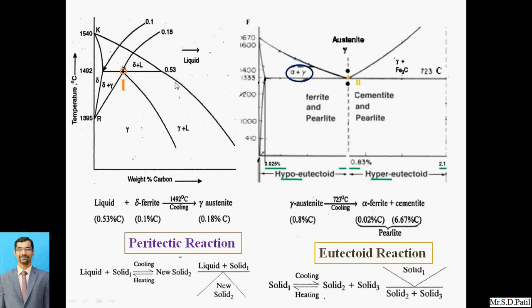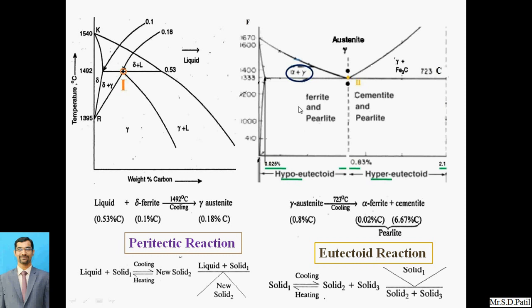and for the hyperperitectic, in this particular zone, we are going to get the delta plus liquid. At this particular phase, delta plus liquid, we are going to get gamma plus liquid. So here delta plus liquid, we will get delta plus gamma. And here delta plus liquid, we are going to get gamma plus liquid. So this will be the reactions. Similarly, the next reaction is the eutectoid reaction.